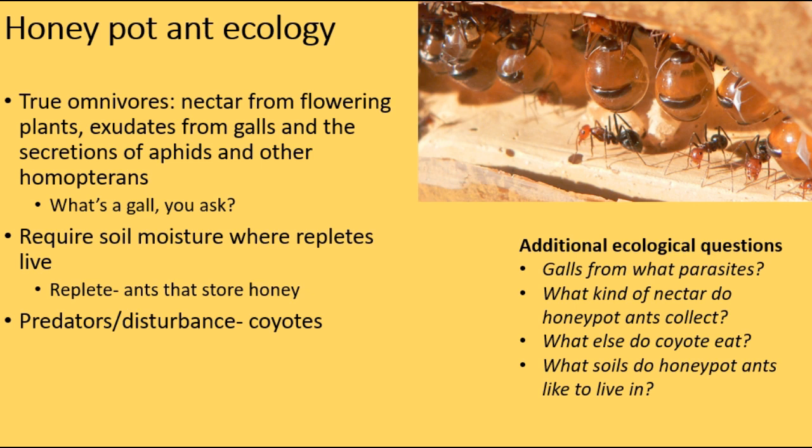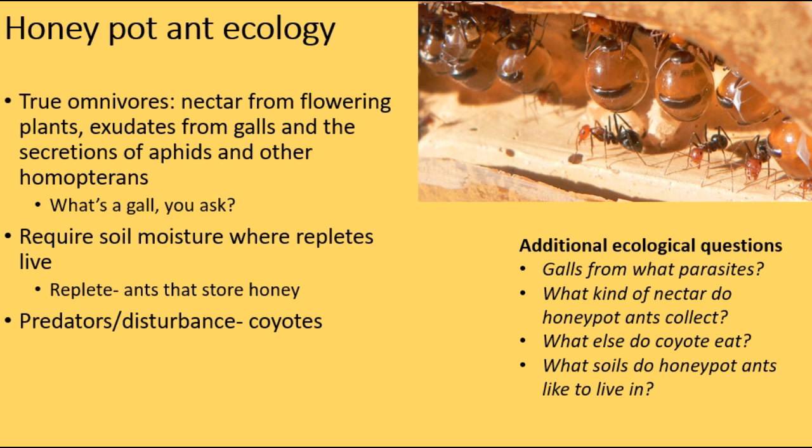Honeypot ants are true omnivores. They collect simple sugars from a variety of locations. So they can get nectar from flowering plants, from exudates from the galls, and from the secretions of aphids. You might have noticed that if you have aphids on your garden plants, they leave kind of like a sticky juice on the leaves. And so what's a gall, you might ask?